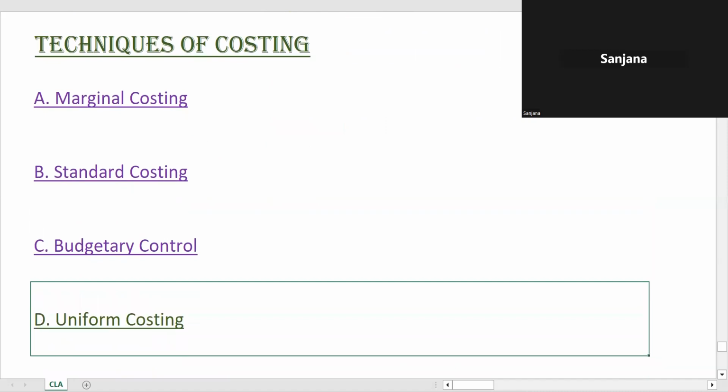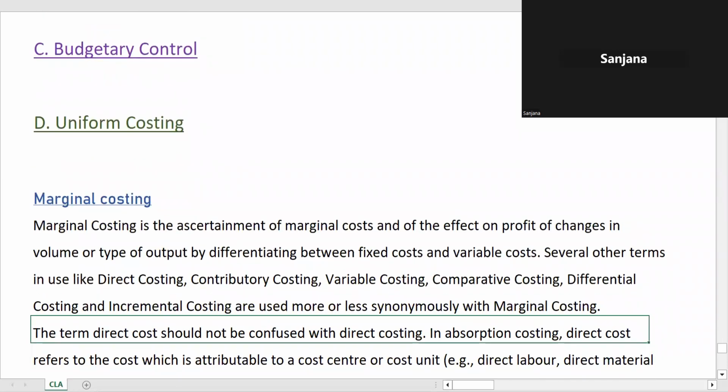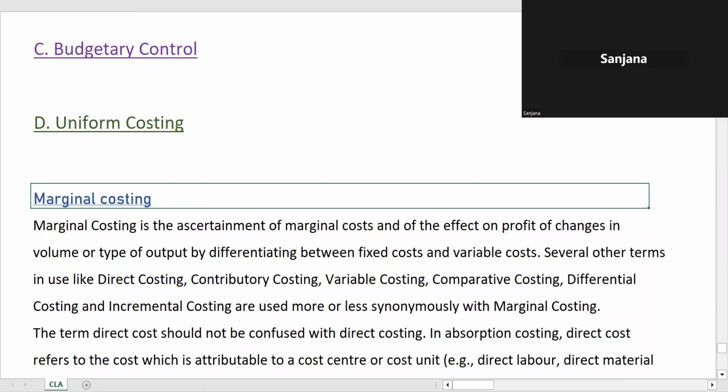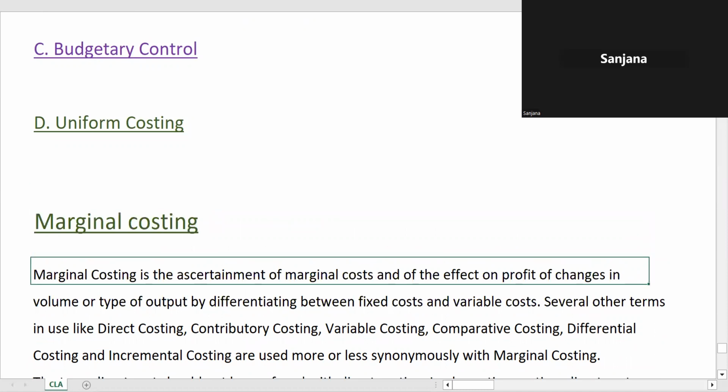Uniform costing is nothing. It is just what I told you some time back, that when all companies in an industry follow the same methods of costing. Now, marginal cost is variable cost. We are going to deal with it in more detail in your next class, because this is the chapter we are going to do.